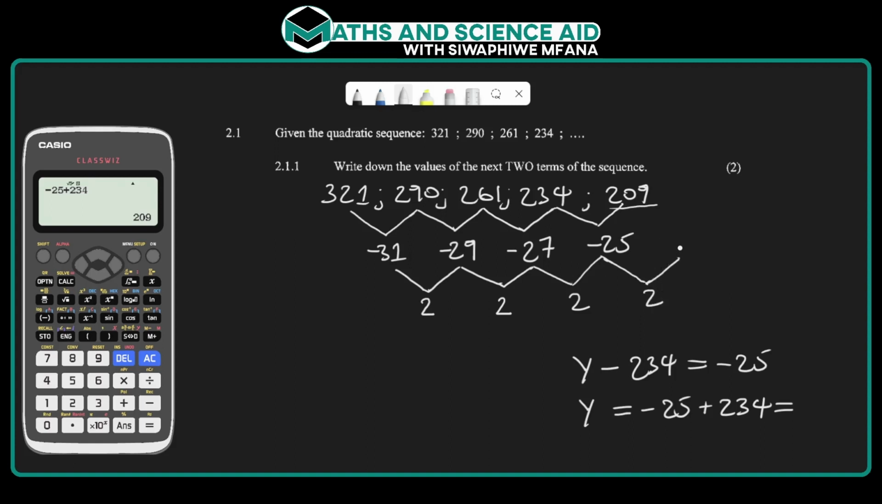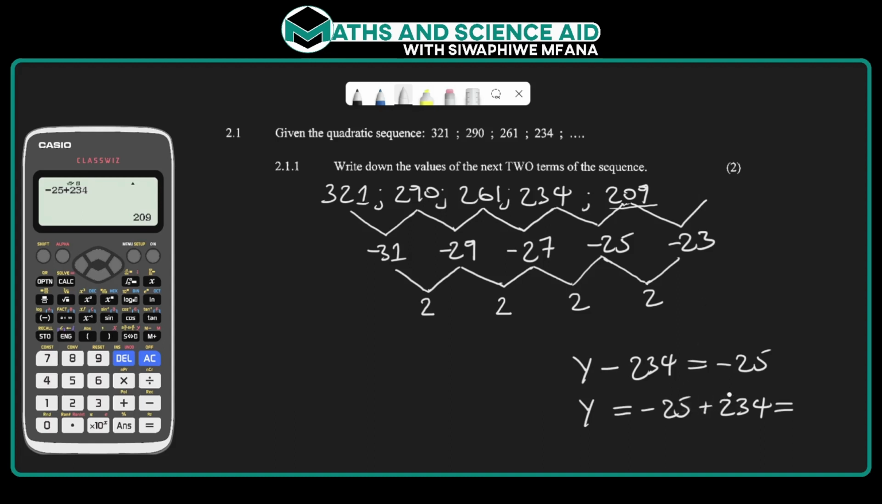And so we know that in order for us to get this term, we simply need to add 2 to negative 25. That's what we have proven through algebra. So it means that the next term here is going to be negative 23. And then we can also find now our final term there.